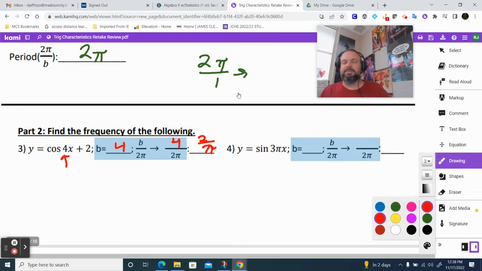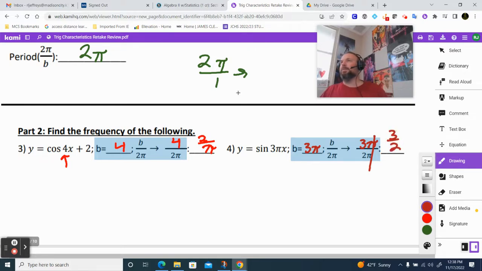All right. For this one, our b is 3 pi. So we put 3 pi over 2 pi. These pi's cancel. I'm left with 3 over 2. If you happen to write 1.5, I will take that because I know that's also what 3 halves means.